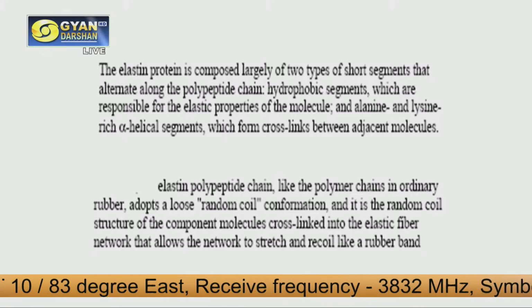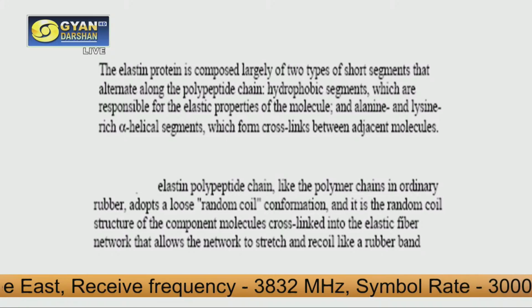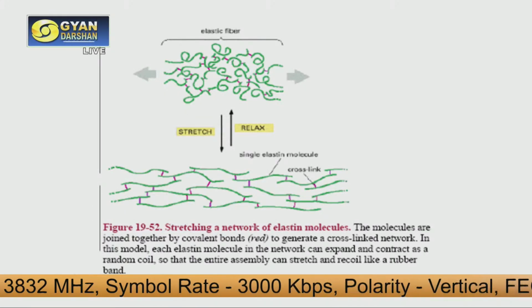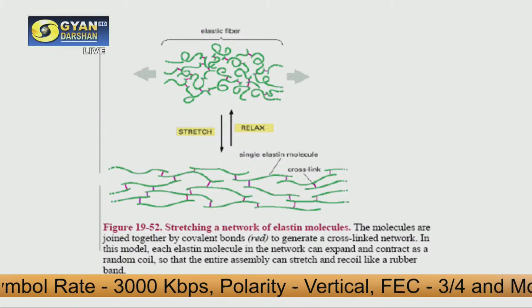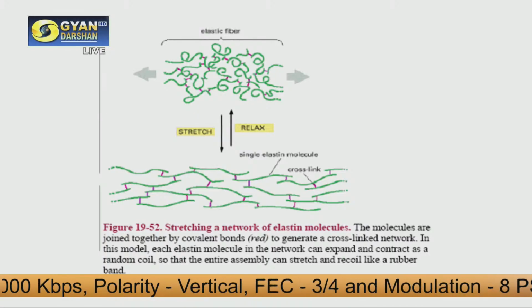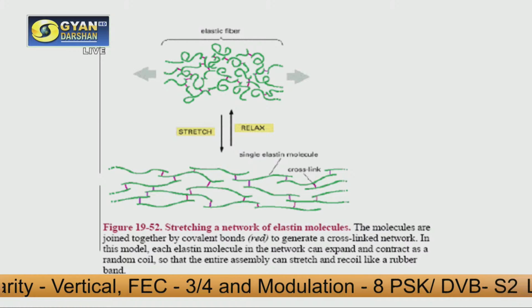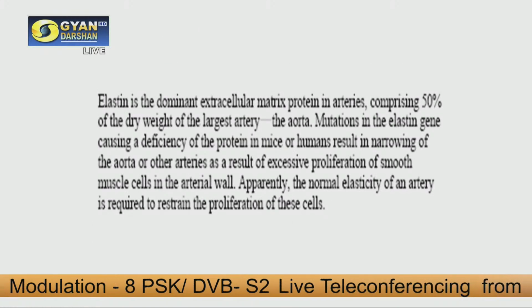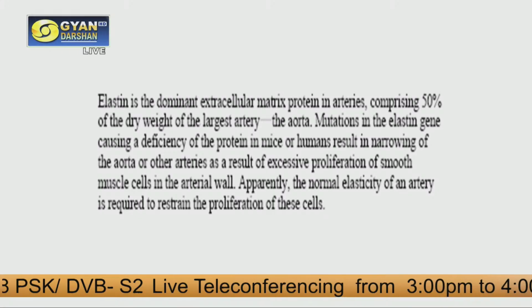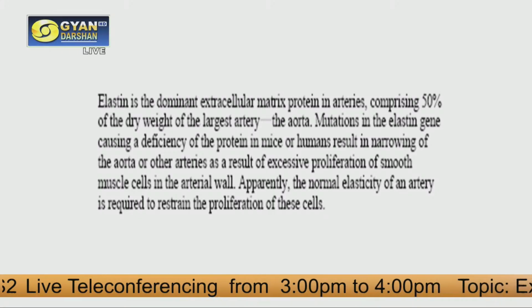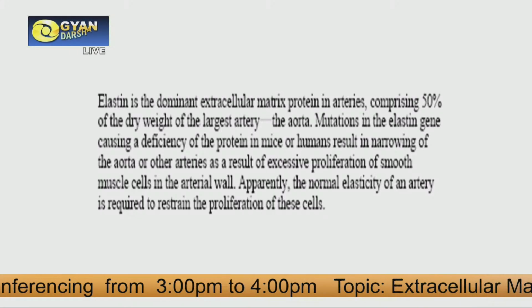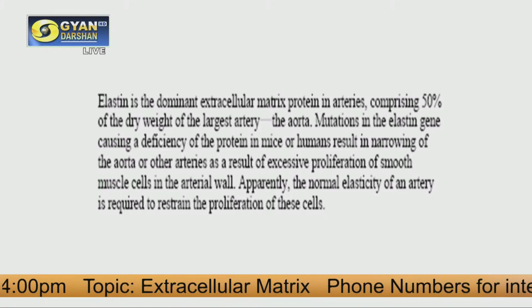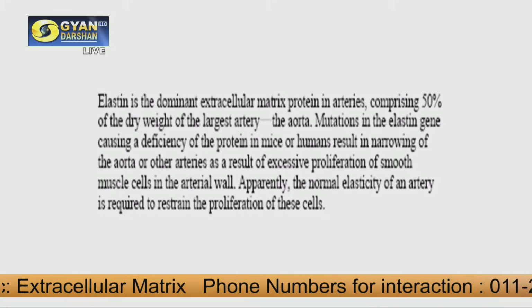So, I hope you got the point of how this stretching and relaxation mechanism operates in an elastin molecule. This is very important for the proper functioning of the blood vessels and the lungs, even in the largest artery that we have, the aorta, as we call it in animal systems.